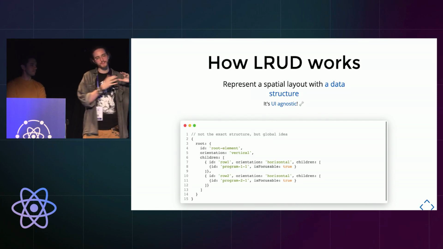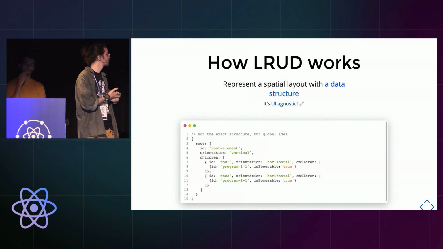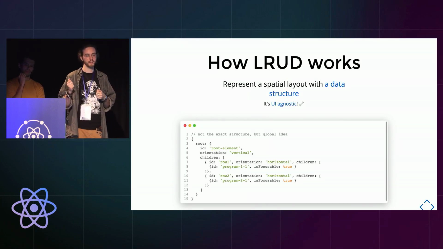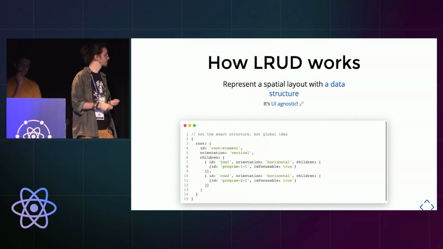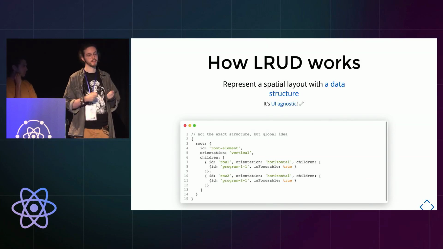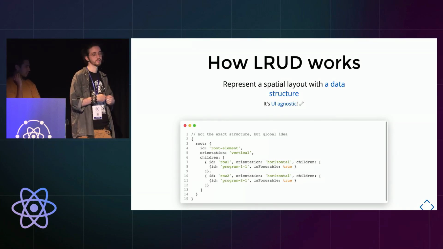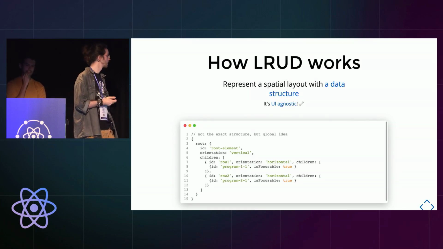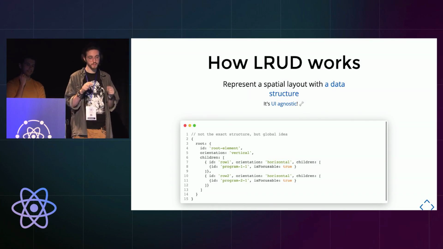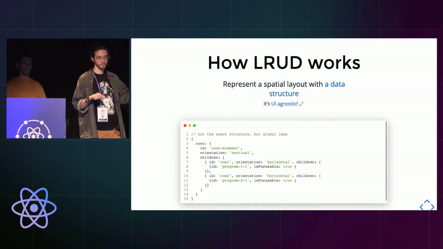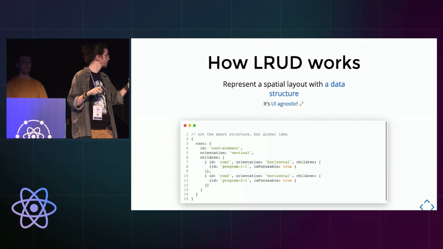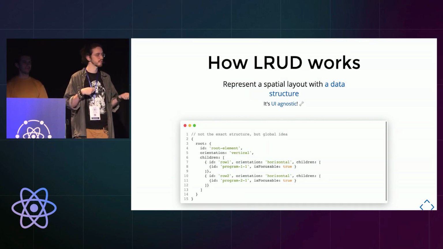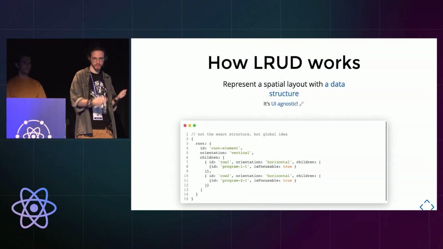Okay. So how is it represented? You have a root element that has an ID. It has an orientation. You can say your content is vertical in the root. It has children, and each child has the same shape. So an ID, an orientation, and its own children. You have leaves that can be focusable, like program 1.1, program 1.2, they are focusable. And you can also add onSelect callbacks, like what happens when I select it with my remote.